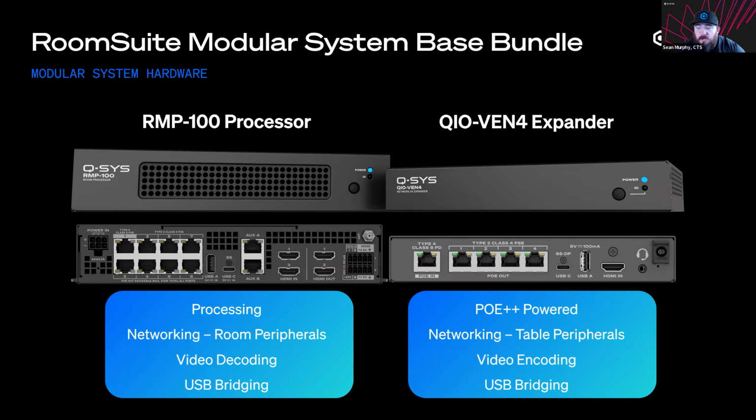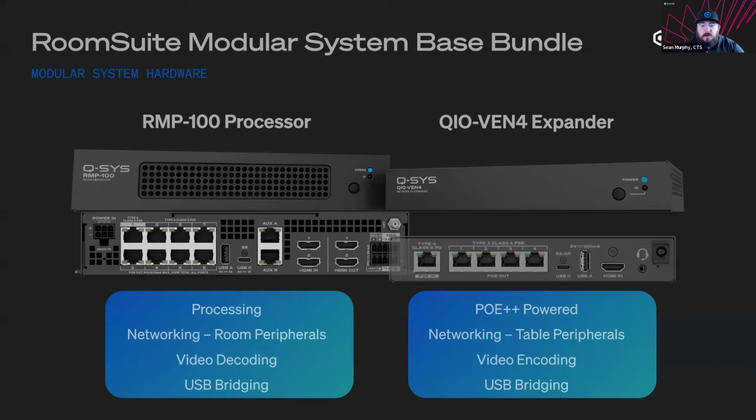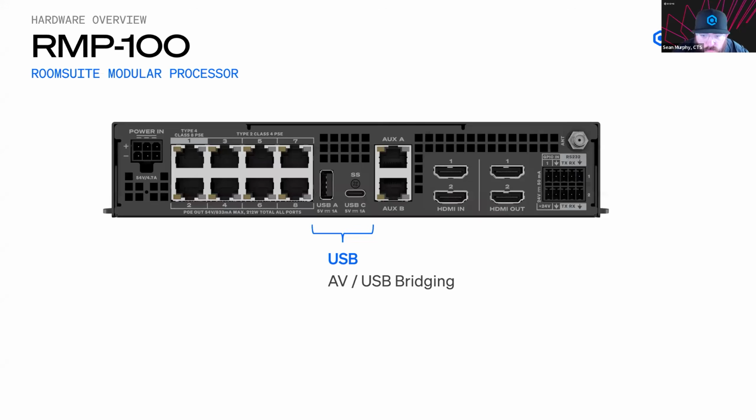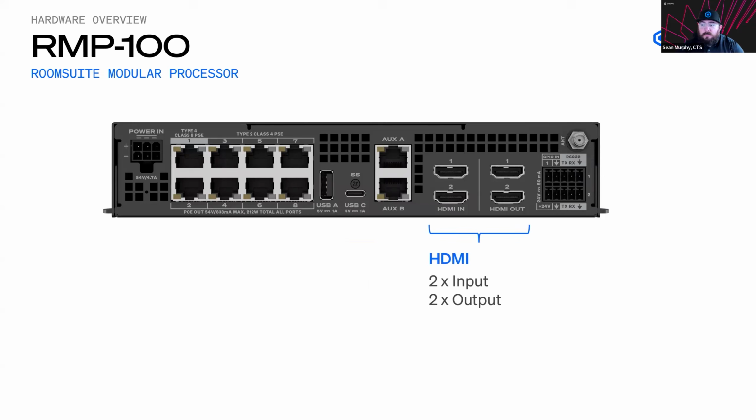We have our RMP 100 processor. This is our AV processor, network switch, and comes with a power supply. And then we have our QIO Ven 4, which is our table expander for connections at a table. First, let's look at the RMP 100 processor. So we have a USB-C and USB-A for AV USB bridging and connections there. We have two HDMI inputs and two HDMI outputs.